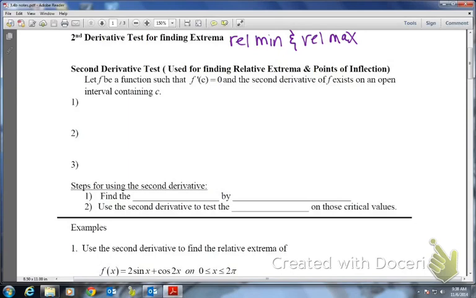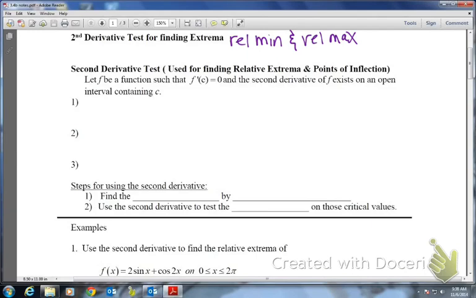So the cool thing about the second derivative is that once you find out if it's concave up or concave down, you can immediately determine if it's a maximum or a minimum. For example, if you have a graph that's concave up, is that a minimum or a max? Minimum, because it has a point at the bottom. And if you have a graph that's concave down? Maximum, good, because you have the point up at the top. So the second derivative is going to help us find out if we have minimums and maximums as well.